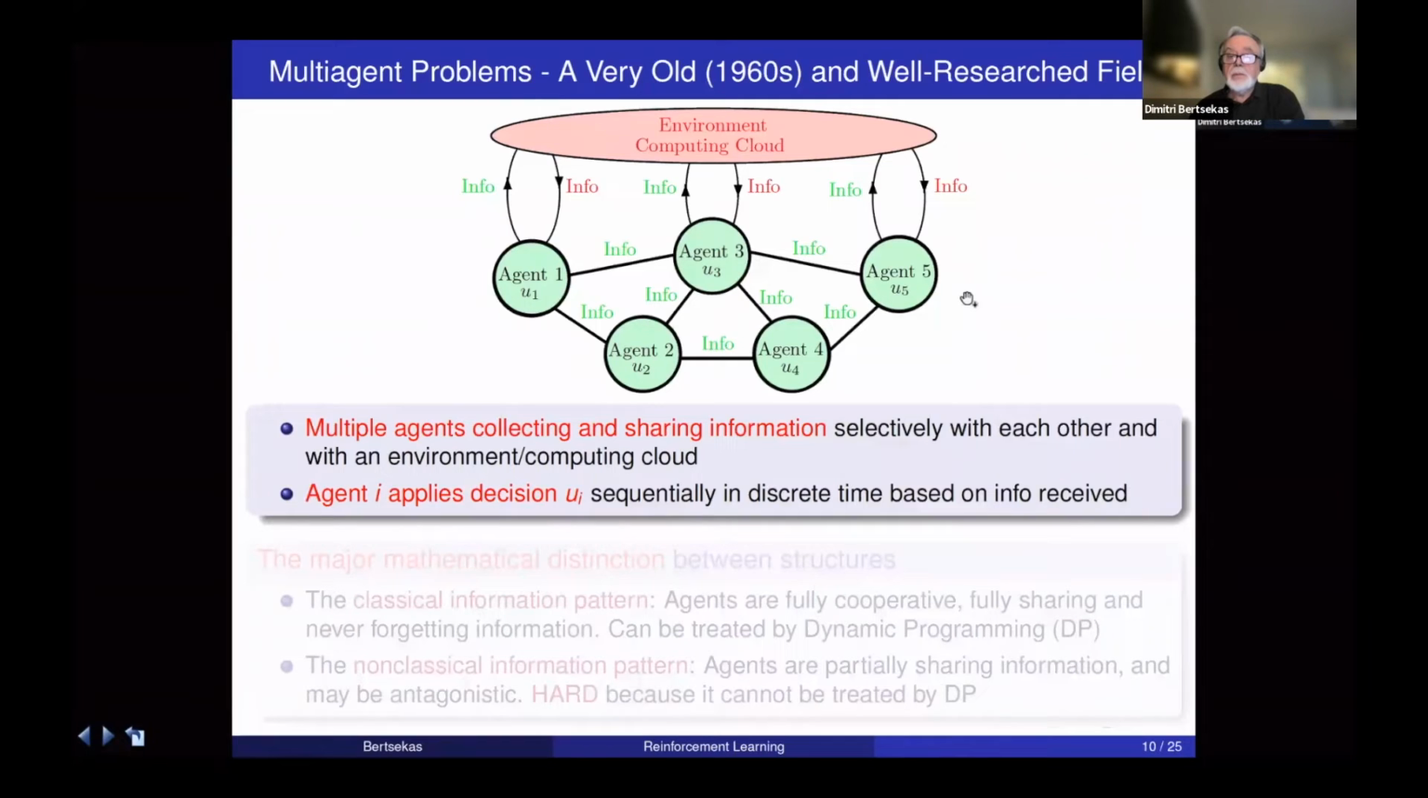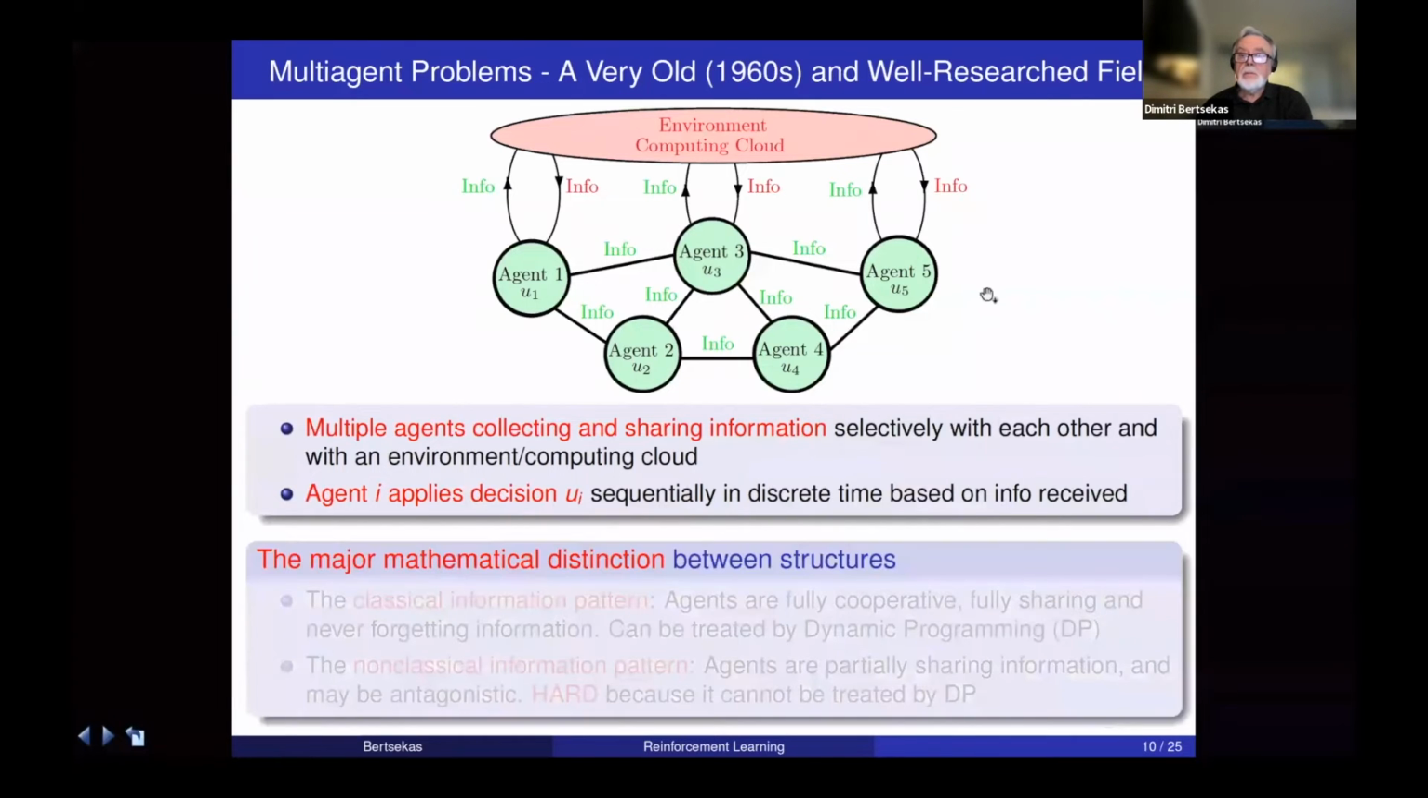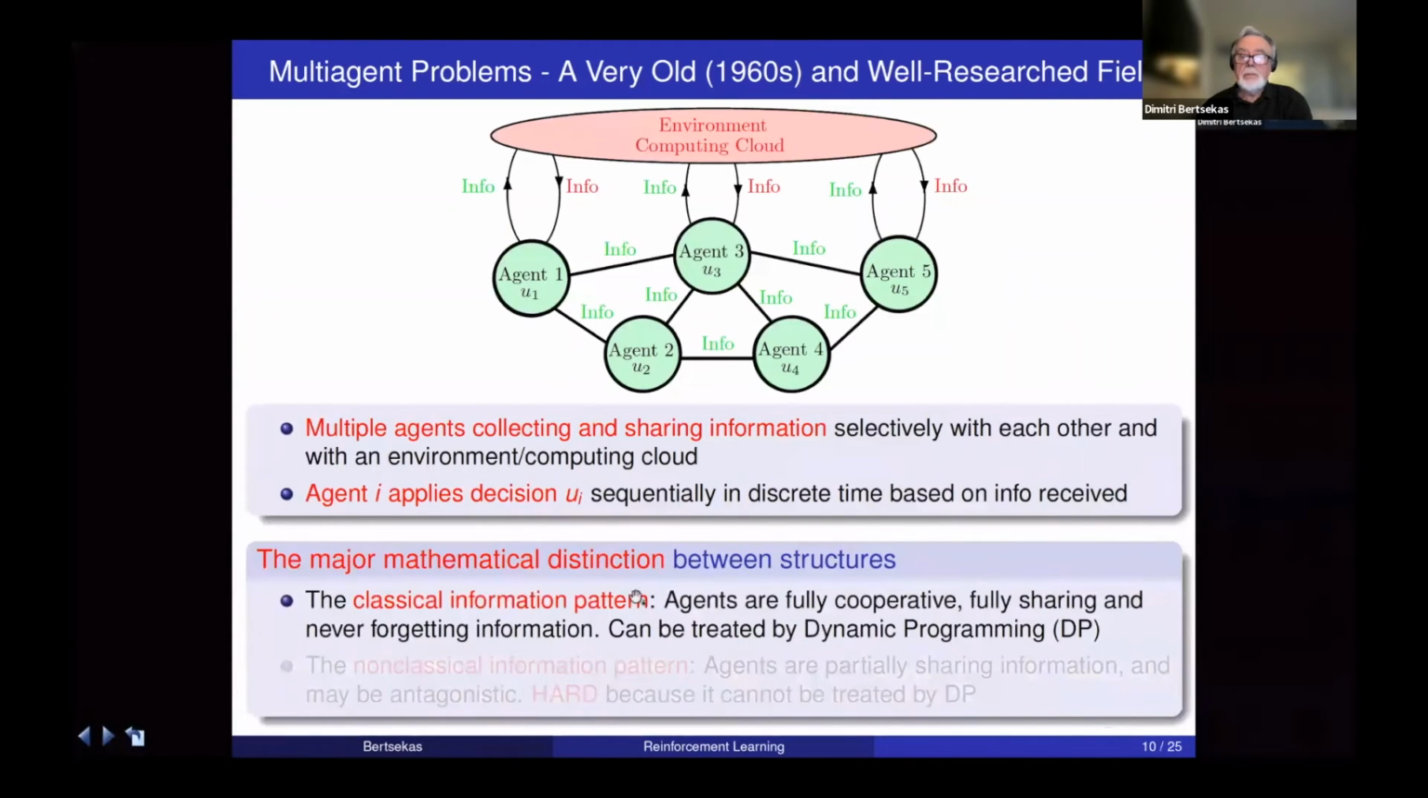Now this is a complicated problem that involves many applications, but it's very important to keep in mind the major mathematical distinction between different structures of this type. The first one is the classical information pattern. I mentioned this in lecture 3. In the classical information pattern, the agents are fully cooperative, they fully share information, and they never forget information. So they're really part of a team, a collaborative team, and they share all the information.